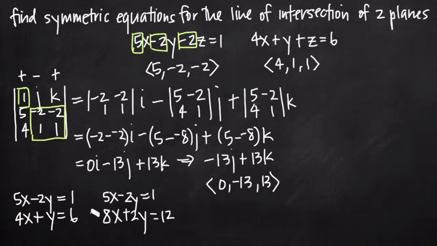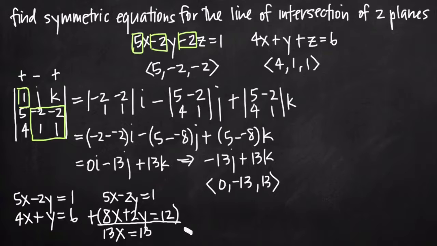Now what we can do is add these two equations together. So we're going to add this second equation to our first equation. 5x plus 8x is 13x. Here's where the magic happens. Negative 2y plus 2y is 0, so the y's go away. 1 plus 12 on the right-hand side is 13, so we get 13.